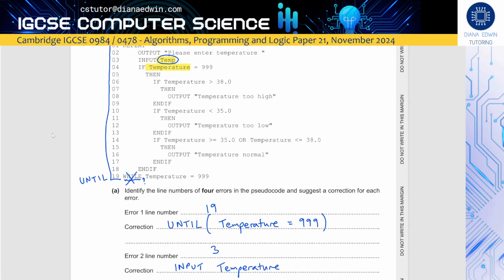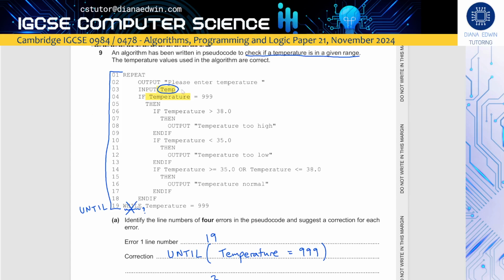Okay, let's come back to the code and let's see what's going on. So I fixed that. If temperature is equal to 999, then I'm going to do the following. Well, if the temperature is 999, it's never going to be less than 35, is it? So line 10 would never happen.